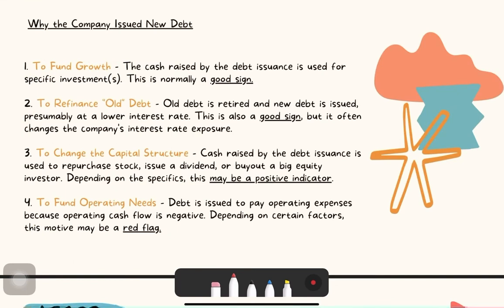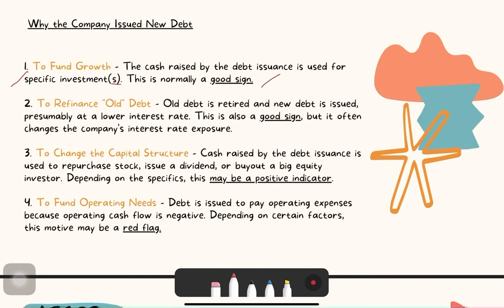Okay, next, when a company issues new long-term debt, it is important for the investors to understand the reason. So we want to know why the company issued new debt. Okay, for what reason? Number one, if the company mentioned it is to fund growth, the cash raised by the debt issuance is used for specific investments. So this is normally a good sign. They want to use the funds for specific investments.